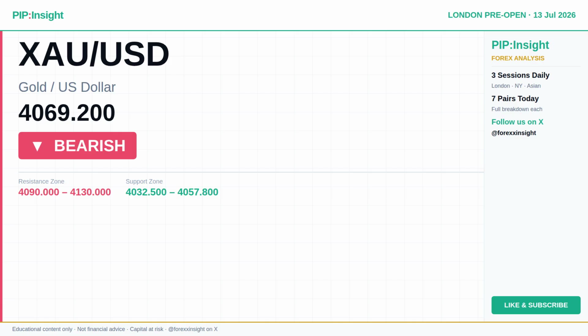On the fundamental side, today's calendar is relatively quiet for gold. We have Fed speakers Bowman and Waller both due, and while neither event is flagged as high impact, any hawkish commentary could strengthen the dollar and add fresh headwinds for gold. No major data catalyst to flip the tone today. Watch for $4,058 and $4,080, those two levels will tell the story this session.